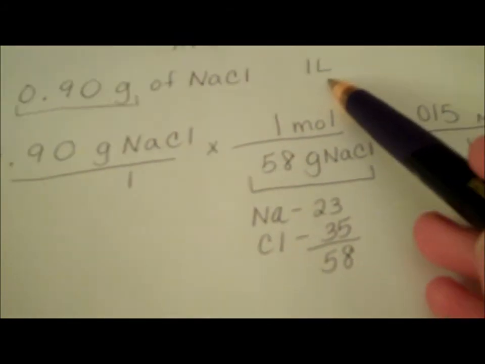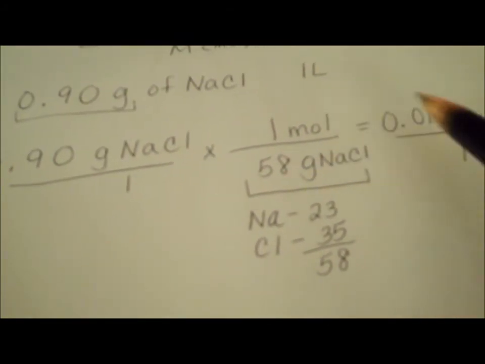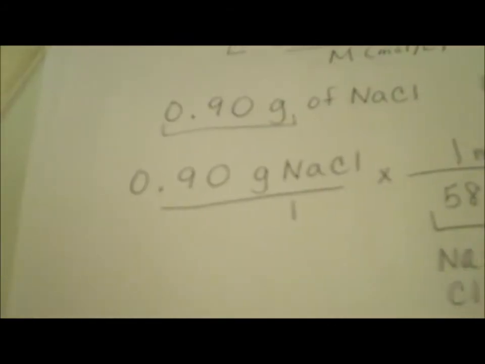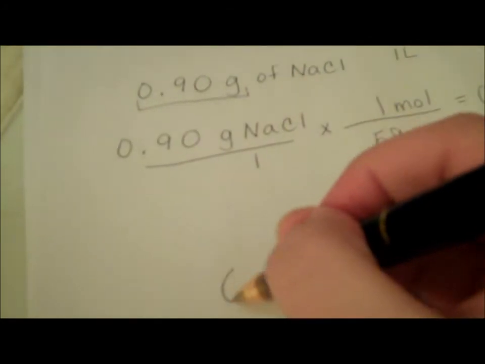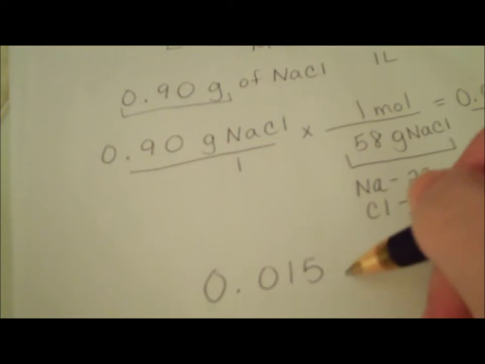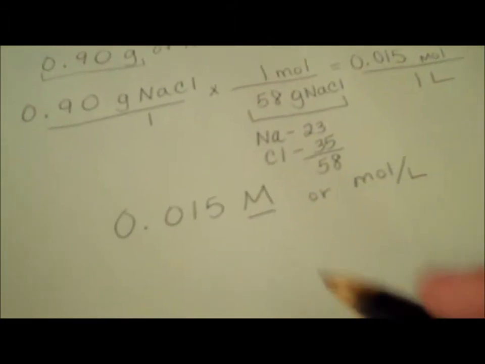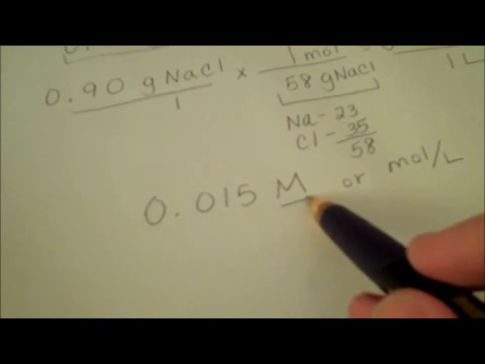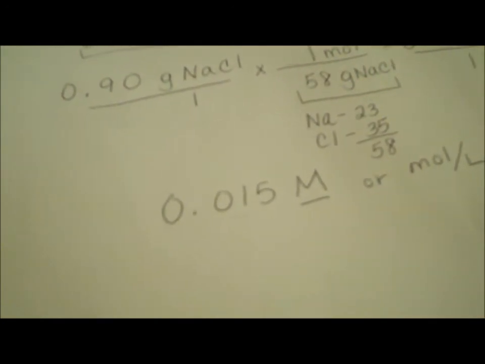Now this problem wasn't too bad because our volume was just per 1 liter. So the molarity of this IV bag would be 0.015 molar solution. Now you could represent it by big M, or you could keep it as moles per liter. Your book will show you that for molarity you'll have it as molar or capital M.